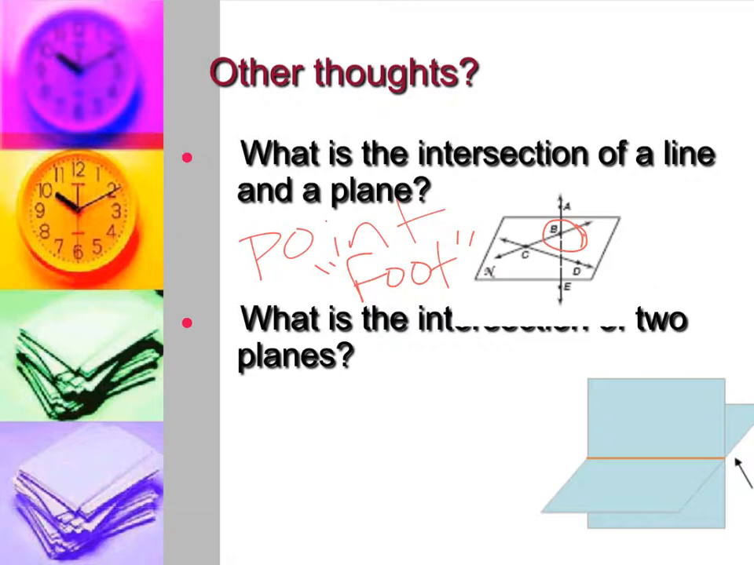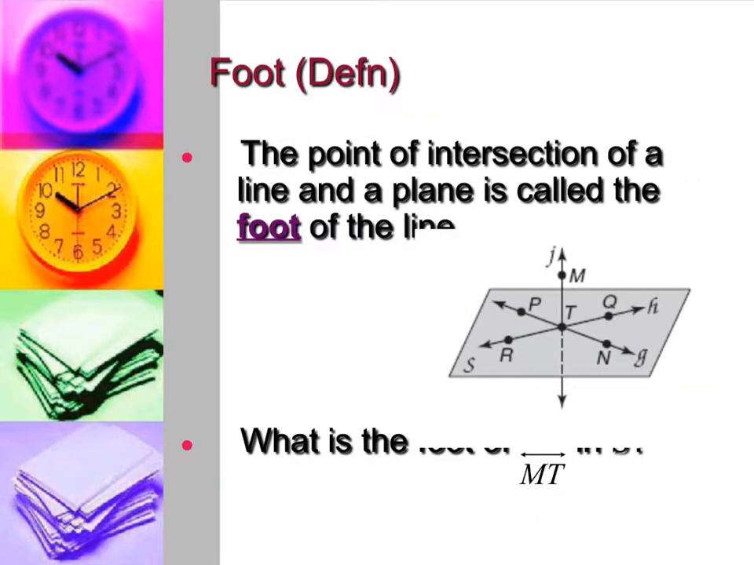What is the intersection of two planes? Well, here you see two planes coming together. What is that intersection right there? That is a line. I often demonstrate this one in class with where a ceiling meets a wall. You can see a line running right along that ceiling and wall where they intersect each other.